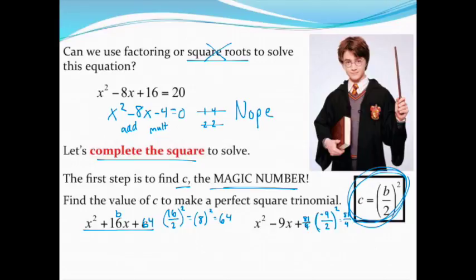Here's what makes it magical. What I want to do now is I want to go back and try to factor this problem that we now have a magic number for. So if I look for two numbers that multiply to 64, and at the same time add up to 16, I see those numbers are going to be 8 and 8. And so I'm going to factor this as x plus 8 times x plus 8, or rather I could just say that this is x plus 8 squared. That's what it means to complete the square. Finding the magic number gets us something that always factors this way.